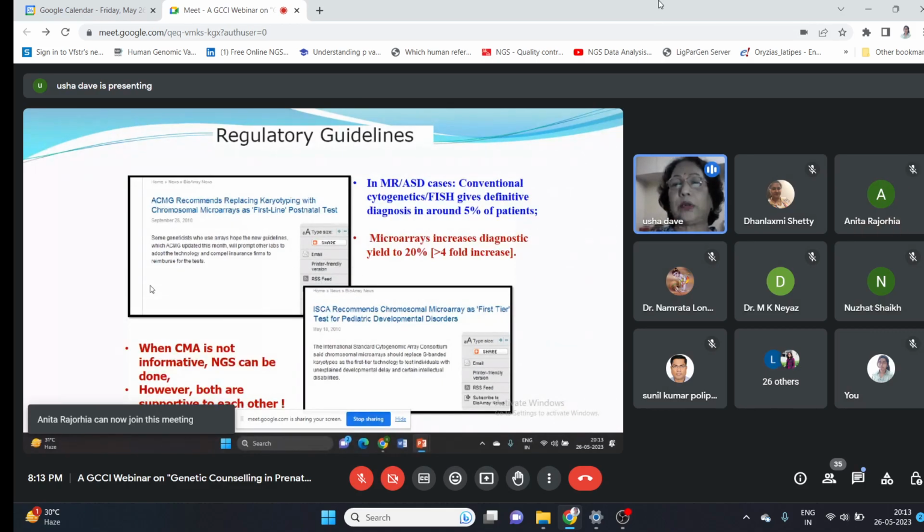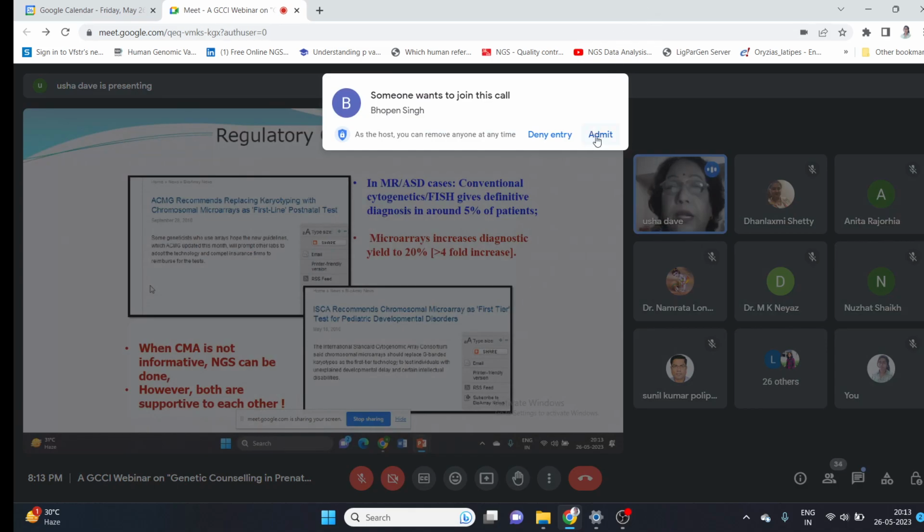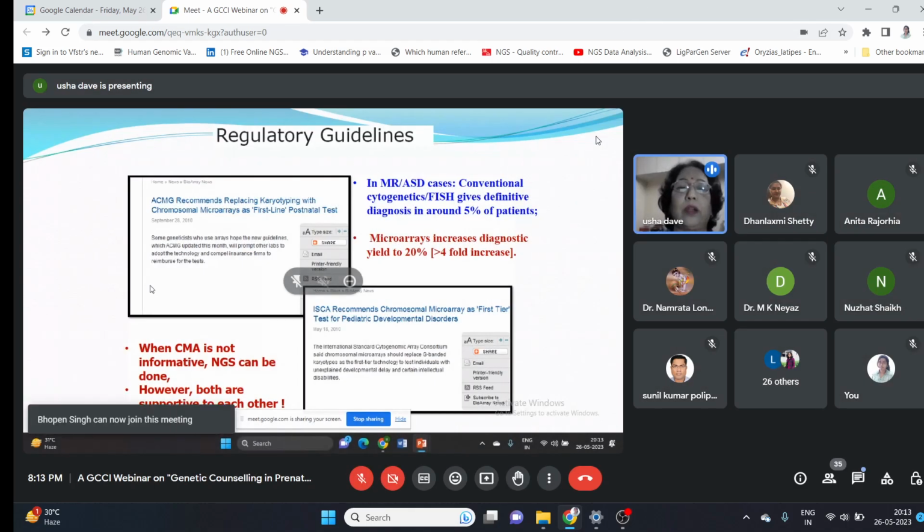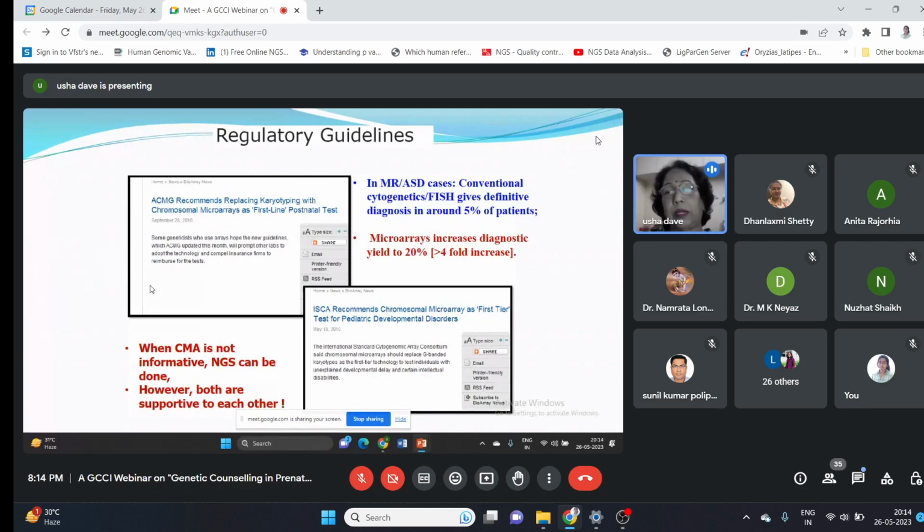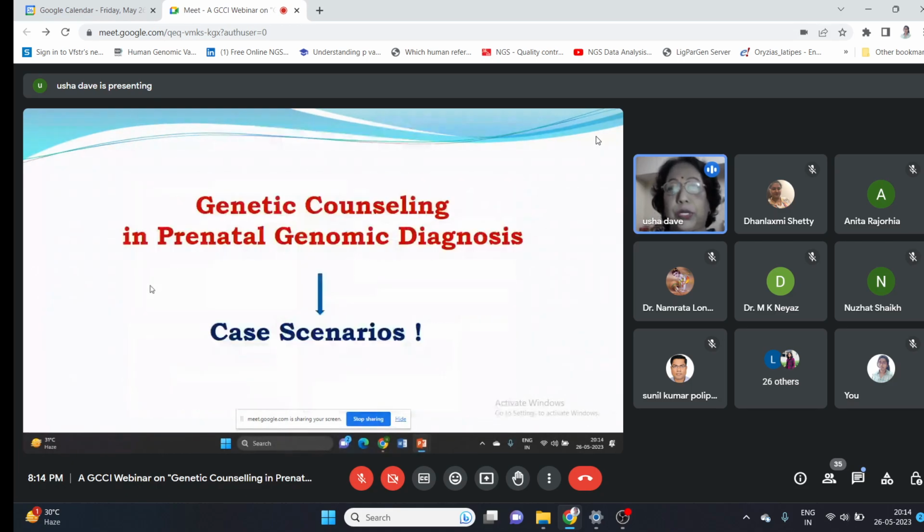Now, microarray increases the diagnostic yield. So some people have started doing microarray straight away on amniotic fluid rather than the karyotype test also. But it depends upon which case it is; it is from individual to individual. It is not always informative, and NGS has to be done at times, and both are supportive of each other.